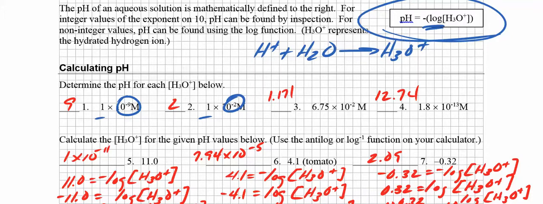Let's take a look at number 3. We have 6.75 times 10 to the minus 2. Well, this time we're not going to be able to do this in our head. In other words, it's not a simple matter of looking at the power and determining from that power what the pH is. What we're going to have to do is use a calculator. So we're simply going to plug in minus the logarithm of this number, 6.75 times 10 to the negative 2. So we'll just plug it in just like that.